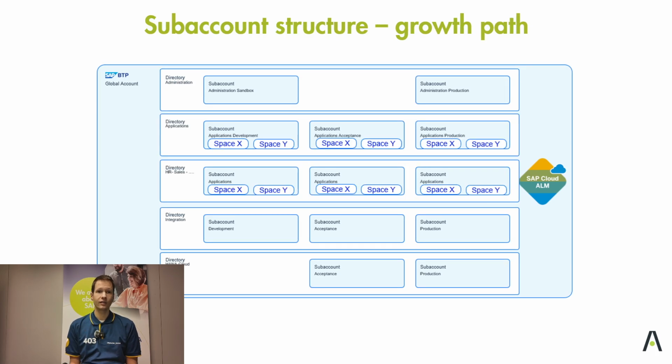And it can still scale if you say in the future you also want to make extensions for SuccessFactors. You can make a directory for SuccessFactors, or for C4C, you can make a directory with sub-accounts for C4C and make your extensions there.